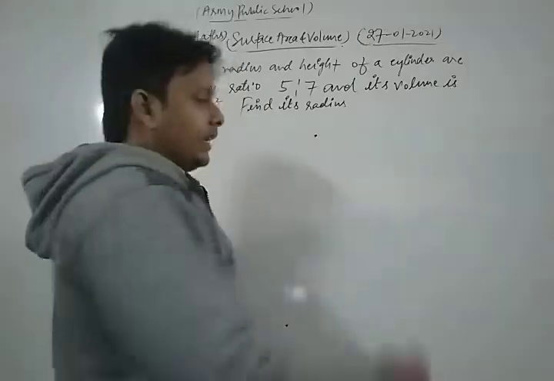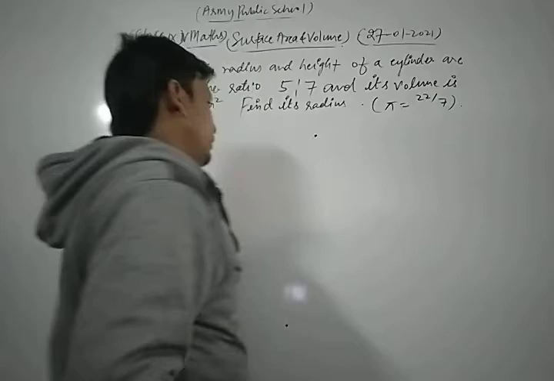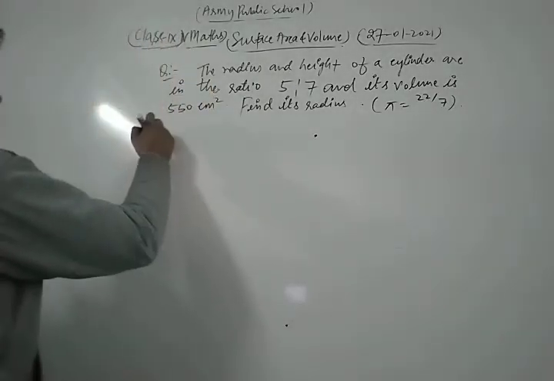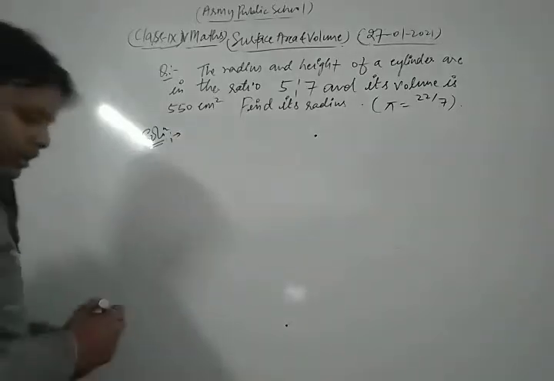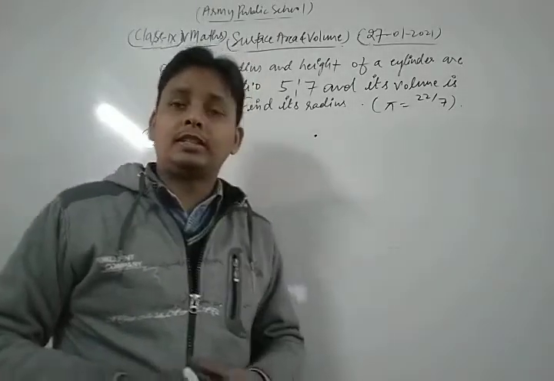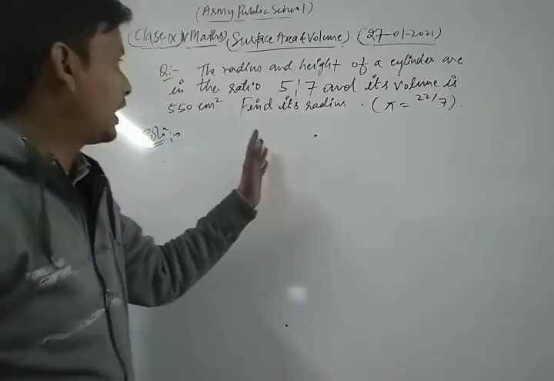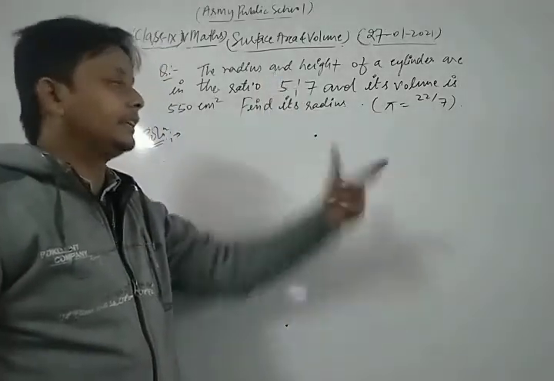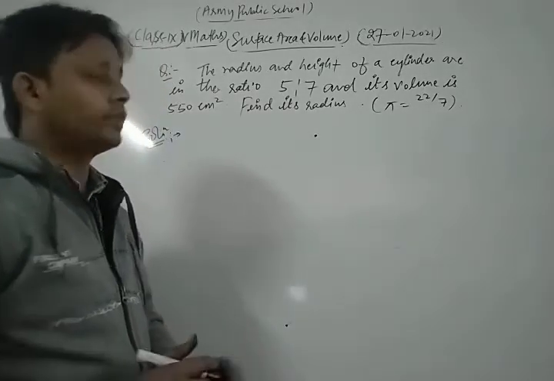And we take the value of pi as 22/7. Okay, let's see its solution. Now let's see what is the concept of that question. In that question we have what? The radius and the height. The radius and height of a cylinder are in the ratio 5:7.